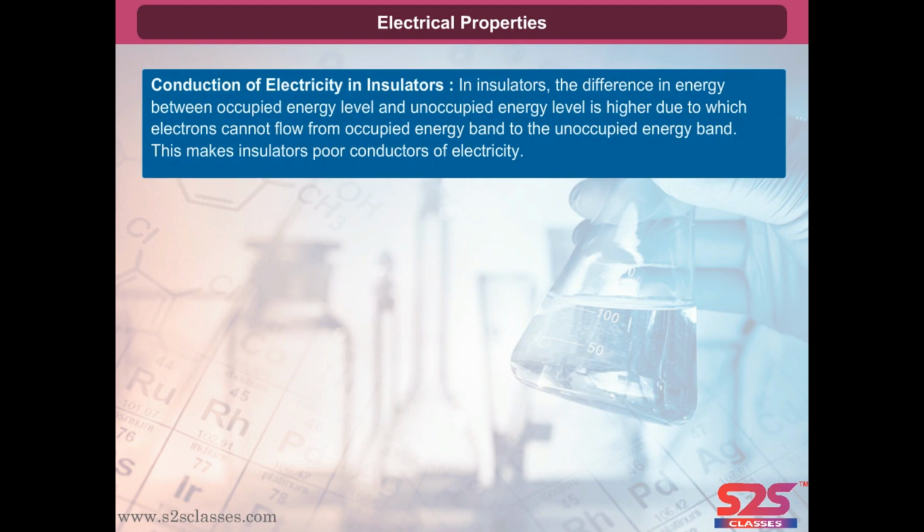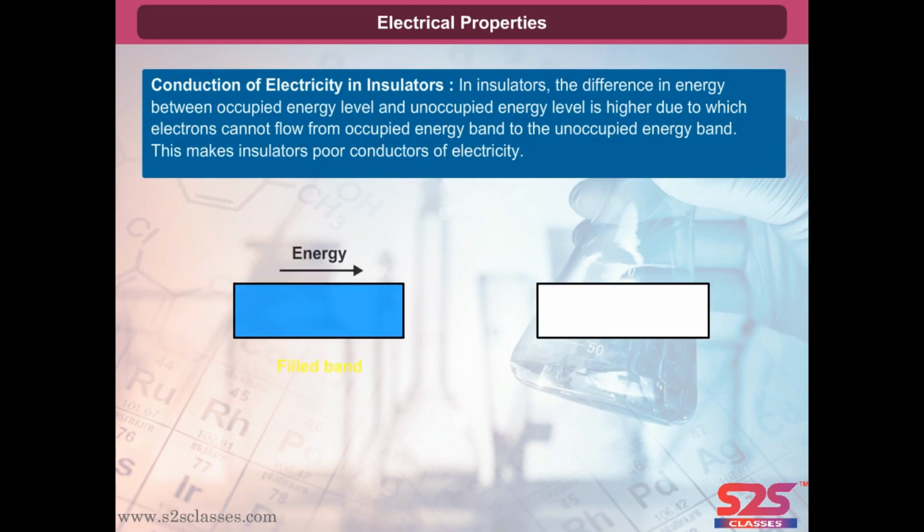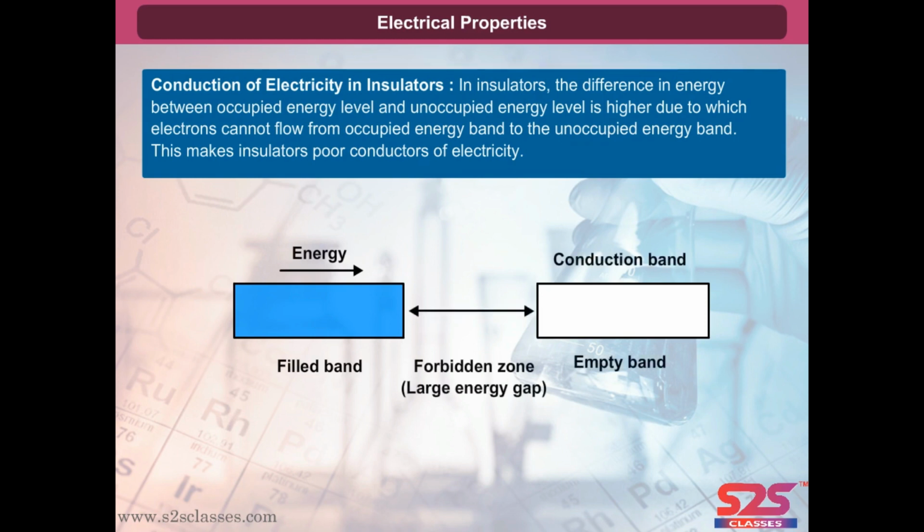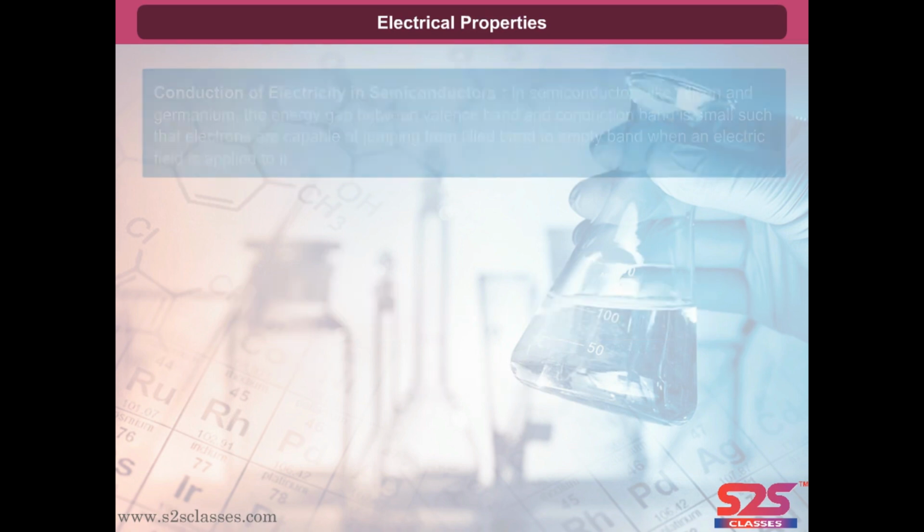Conduction of electricity in insulators. In insulators, the difference in energy between the occupied energy level and the unoccupied energy level is higher, due to which electrons cannot flow from the occupied energy band to the unoccupied energy band. This makes insulators poor conductors of electricity.